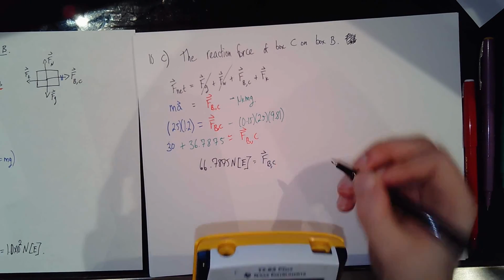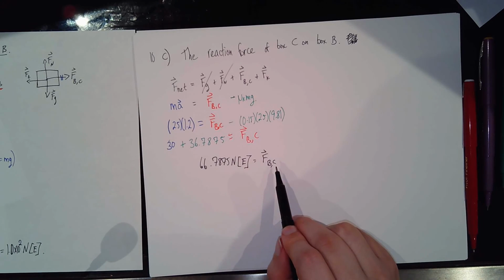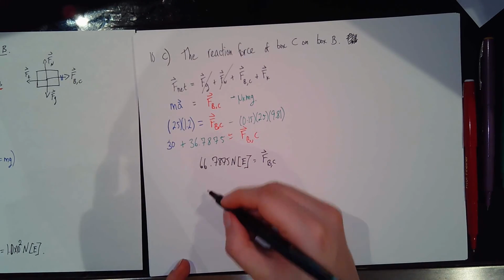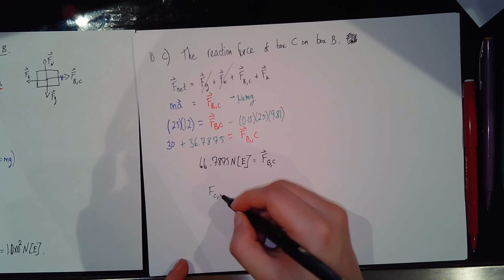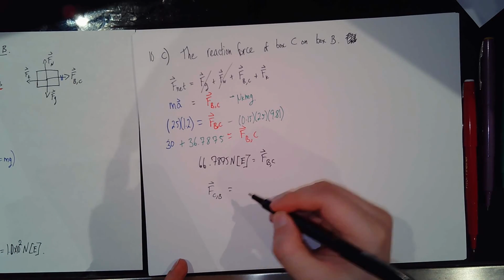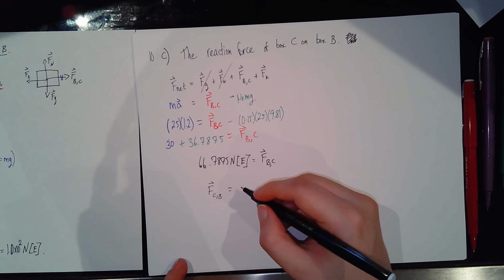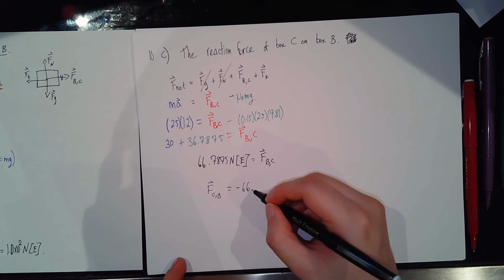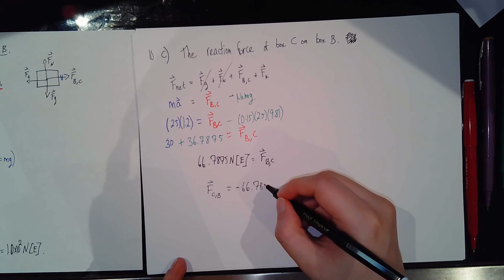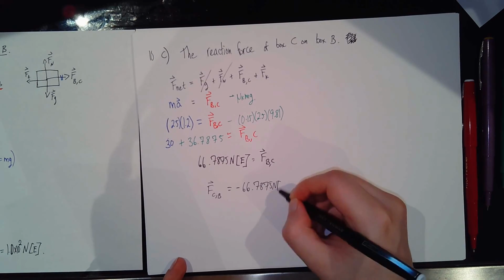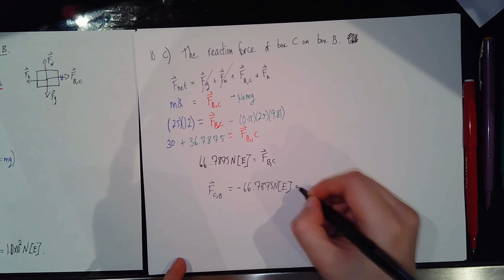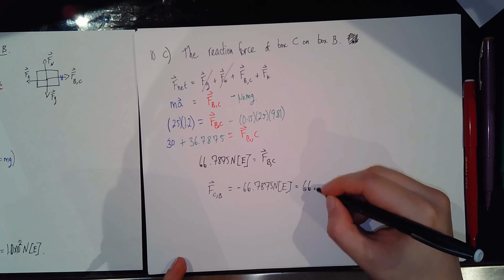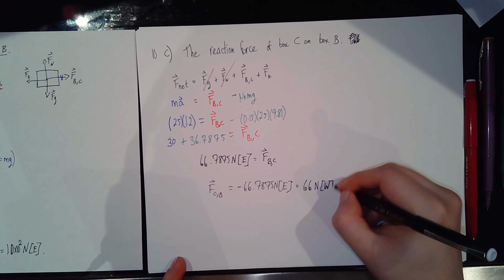But again, remember, our goal is to find the reaction force, the force that C has on B. And so the force that C has on B is going to be the same magnitude, but in the opposite direction, right? So that's going to be minus 66.7875 newtons east, which with rounding is going to be 66 newtons west.